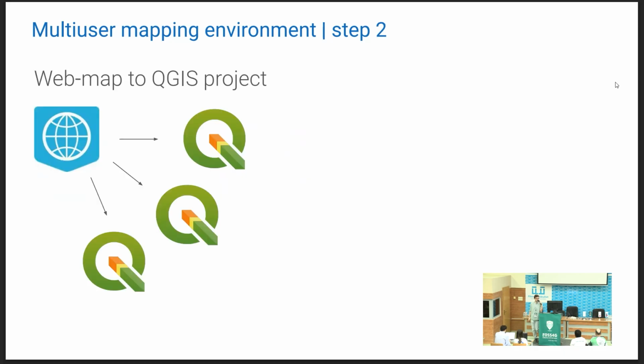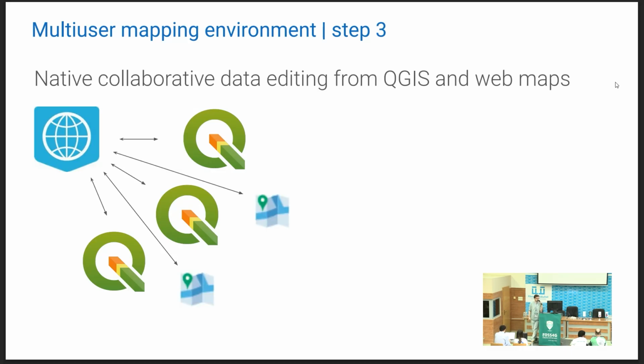Next step is to provide the opposite direction, to be able to connect to these web maps from QGIS and grab them as QGIS projects. So you can take 100 people and they all can grab this QGIS project from NextGIS Web and continue to work with it as with QGIS projects. Then enrich this process with some native collaborative data editing.